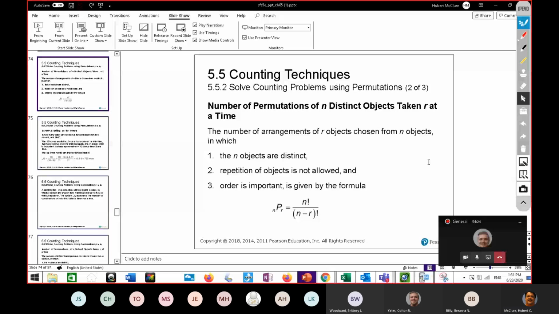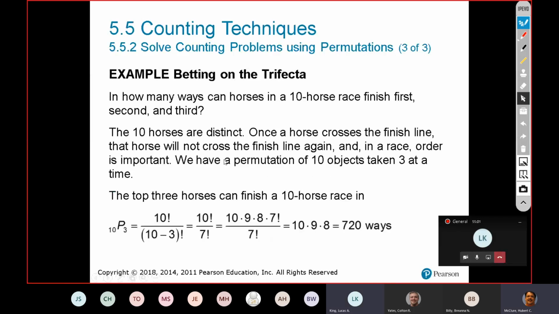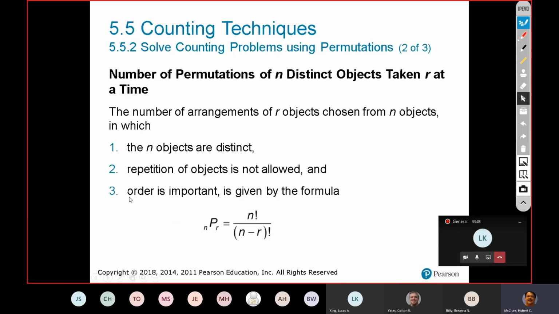Order matters. So we're going to go up, and there is the formula for permutation. Of course, you don't need it for my test, but you might need to know the formula for a standardized test. So make sure you know the formula. And for order, you put a green circle around order instead of a red X, and put a check mark, because that means you got to have order.